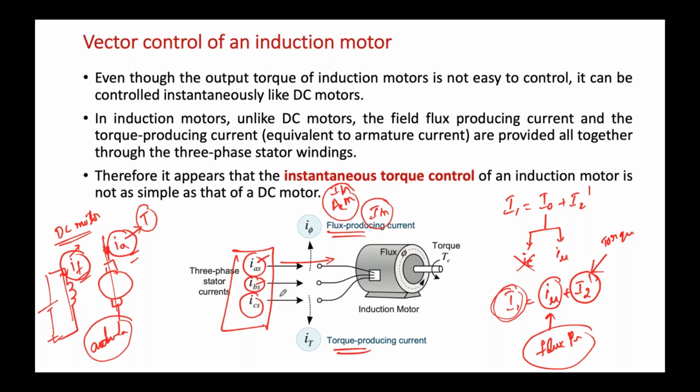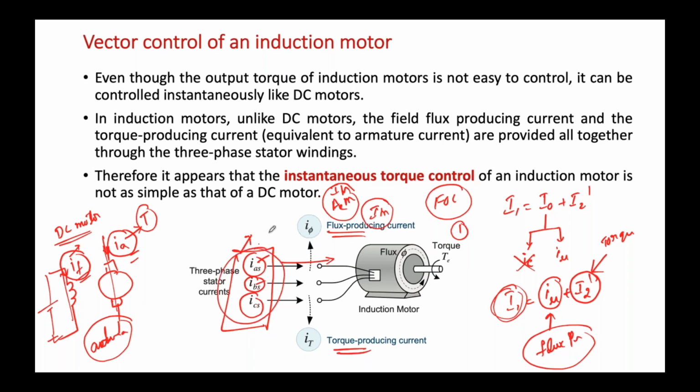In order to overcome this problem, in order to separate the flux producing current and torque producing current for the three-phase AC system, in the 1970s they proposed the field orientation method. The main aim of the field orientation method, the first job, is they will try to separate the flux producing component and torque producing component from these three-phase currents.